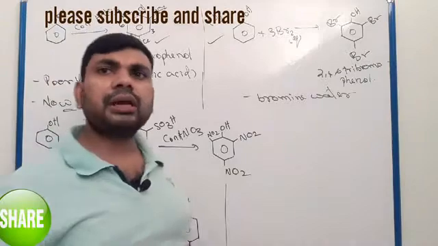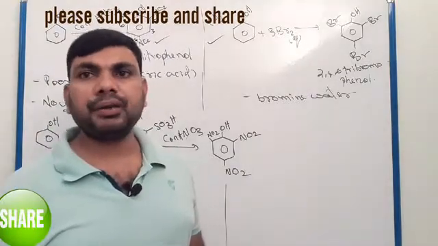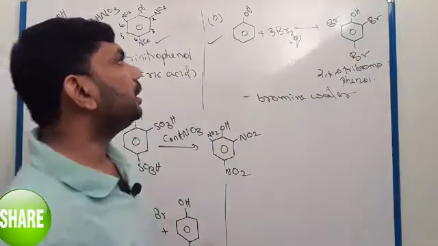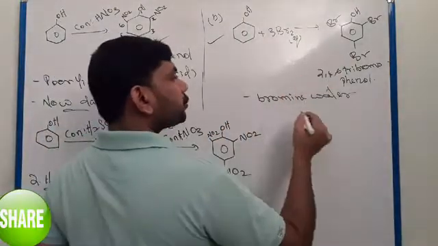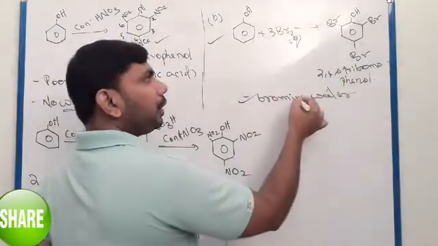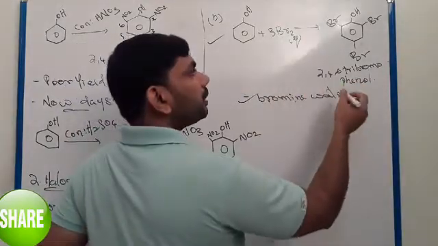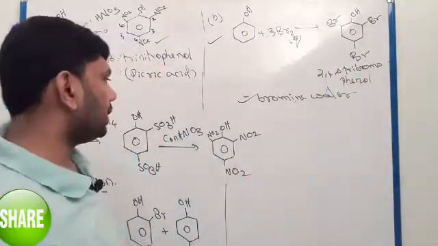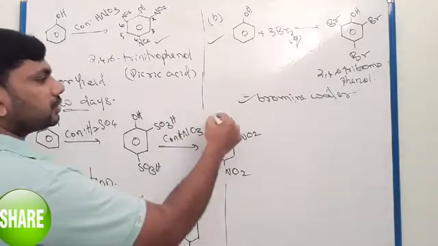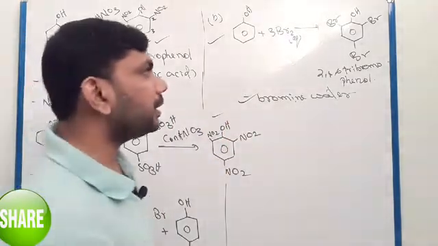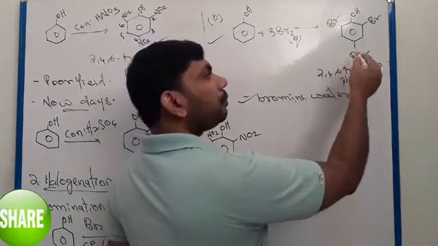Second bromination: here phenol reacts with bromine, but this time it is aqueous bromine. Aqueous bromine means bromine water. Phenol reacted with bromine water at room temperature changes to 2,4,6-tribromophenol. Like the 2,4,6-trinitrophenol we saw earlier, here it is 2,4,6-tribromophenol.